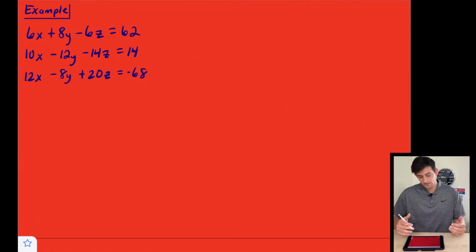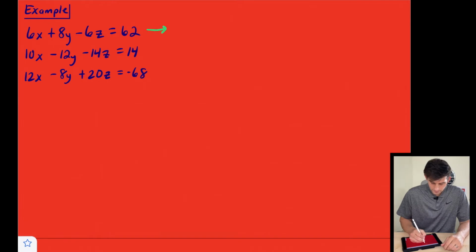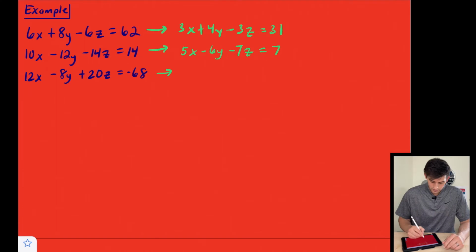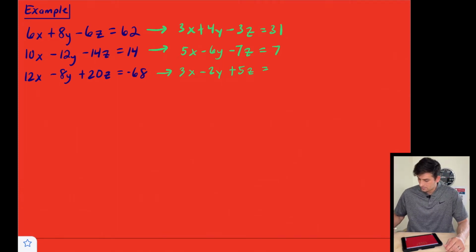So if I look here at these equations, I'm going to take the first 2 equations, I'm going to divide those by 2 just so I can work with some smaller numbers. And the last equation, I'm going to divide those by 4. So our new equations are going to look like this. We're going to have 3x plus 4y minus 3z is equal to 31. The second equation is going to be 5x minus 6y minus 7z equals 7. And the third equation we're going to divide by 4. So we're going to have 3x minus 2y plus 5z equals, and we can do 68 divided by 4, and that's going to give us 17. So we have negative 17.